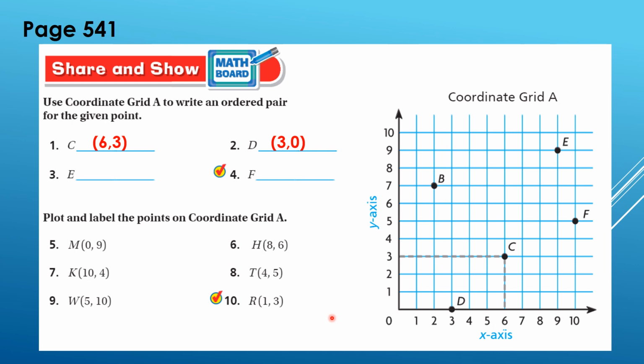Perfect. 3, 0. Remember, students, start with a parenthesis, the x coordinate, comma, the y coordinate, and close the parenthesis. Now let's do letter E or point E. It's here. Who found the answer? It's very easy. Trace and read the answer. Very good. Very good. 9, 9. Very easy.